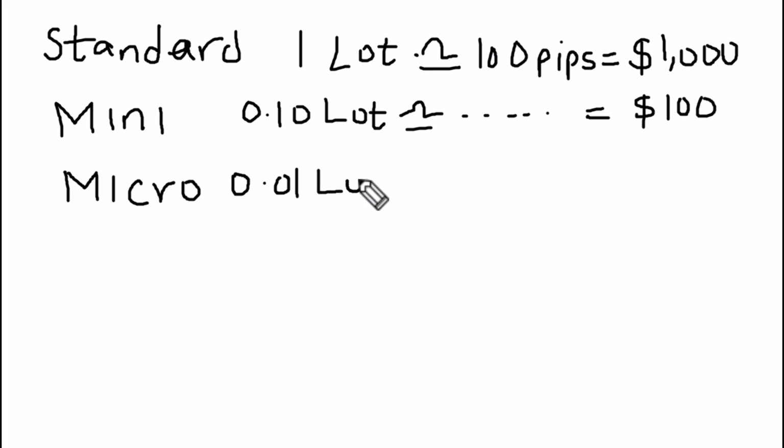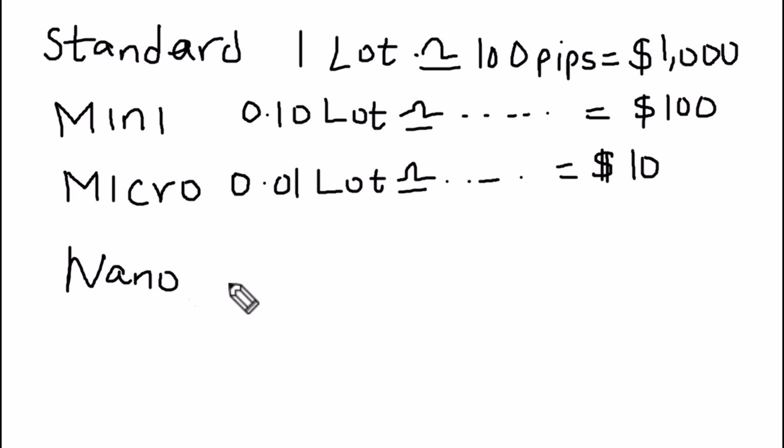0.01 lot size for 100 pips equals to what? $10. If you are going to nano, which we are unable to initiate on that platform, it is $1. If you are trading cents, that is what?